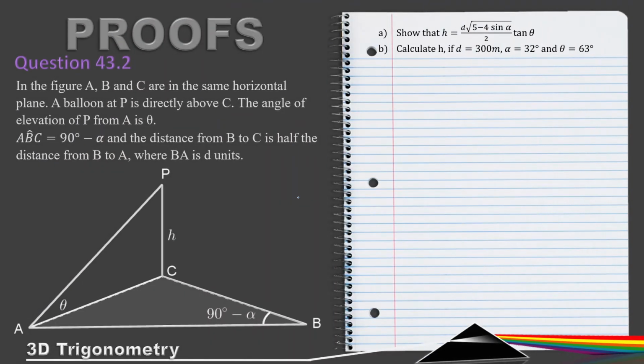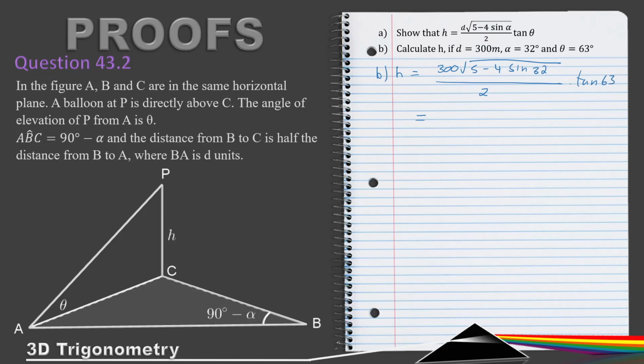Okay, so B, calculate H if D is 300, alpha is 32, and theta is 63. So once again, just substitution. So H is equal to 300, times the square root of 5 minus 4 sine of 32, over 2, and then times tan of 63.